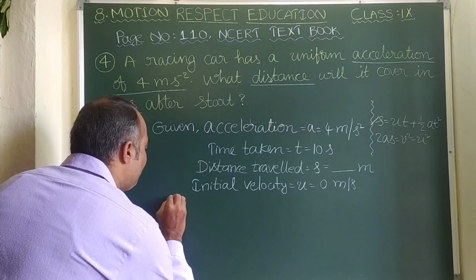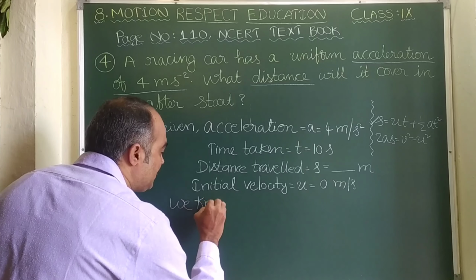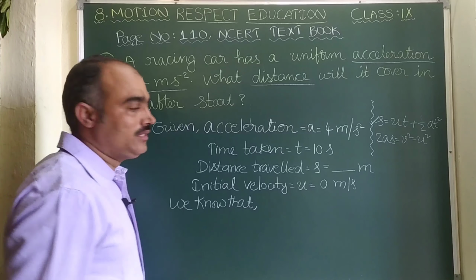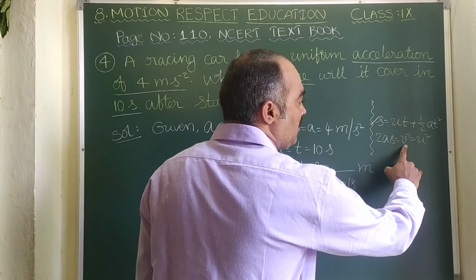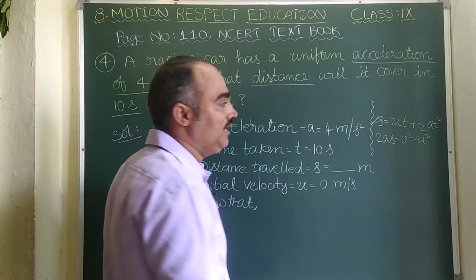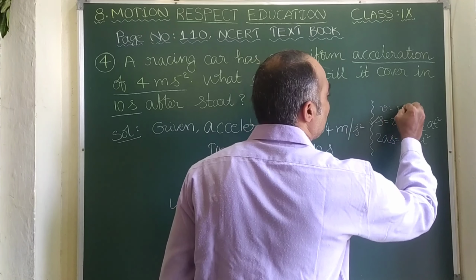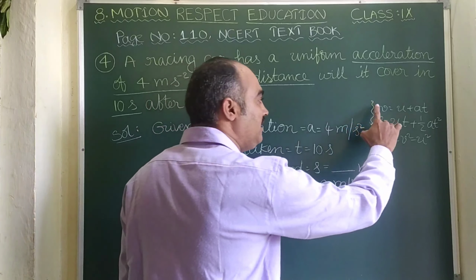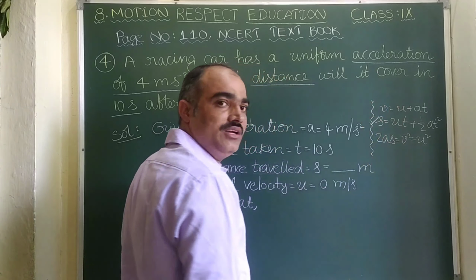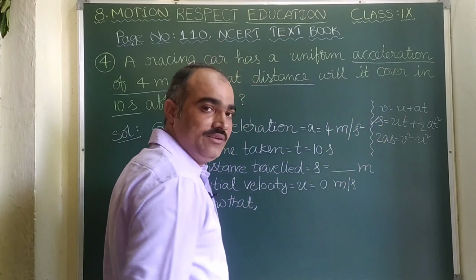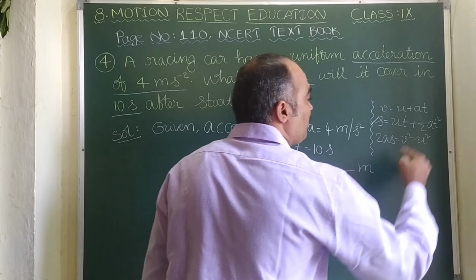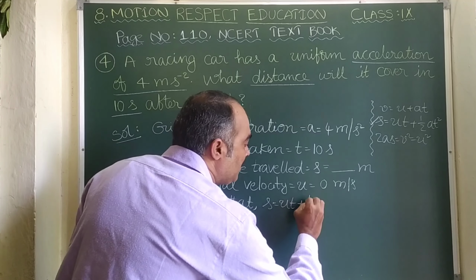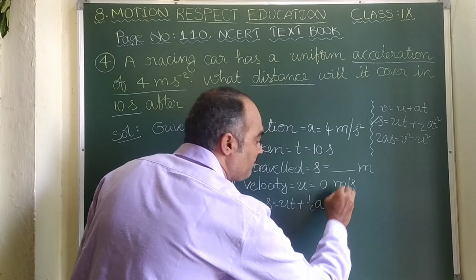Now let us apply the formula. We know that here there are two things. We can apply this formula also, but we should find the value of v using the formula v is equal to u plus at, using which we can find v that can be substituted here so that we can find s. If not, we can apply the second formula directly. s is equal to ut plus half at square.